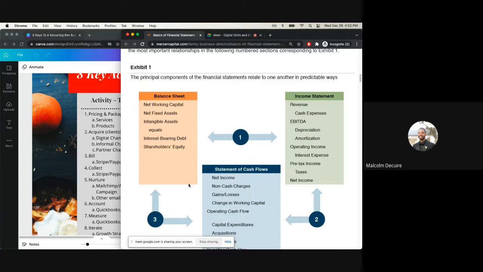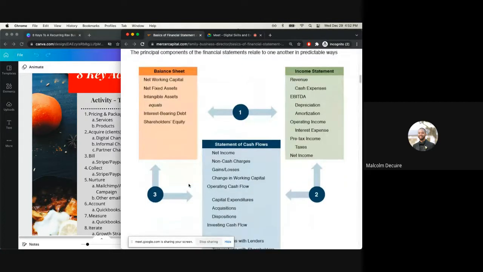We've all heard, or I hope we've heard, assets equals liabilities plus owner's equity. If there isn't anyone who has heard that term or isn't familiar with it, please submit something in the chat now before I continue.